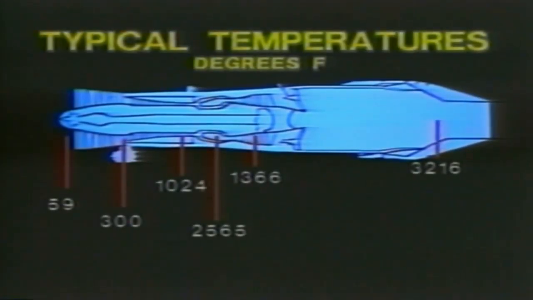Now, the temperatures. With air entering the inlet at 59 degrees Fahrenheit, it's a little over 1,000 degrees at the compressor exit. And that's just from compressing the air. The hottest spot in the gas generator, just behind the burner, or at the turbine inlet, the gases are over 2,500 degrees. We expect the temperature to drop as the gases pass through the turbine, because the turbine extracts energy from the gases. And then temperatures zoom back up with the augmenter operating to over 3,200 degrees.